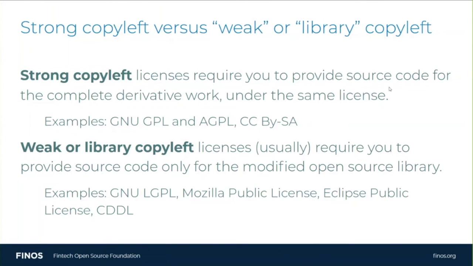But generally speaking, a strong Copyleft license requires you to provide the source code for the complete derivative work. So if you combine GPL software with proprietary software, you're required to make the whole thing available under the terms of the GPL and provide source code for the entire combined work, whereas a weak copyleft license generally only requires you to provide source code for the copylefted work and any modifications you make to that. But if you've combined it, for example, by linking it with a proprietary work, then you're not required to provide source code for or apply the license to your own code.